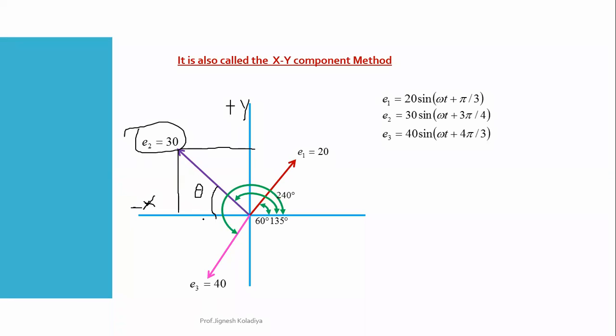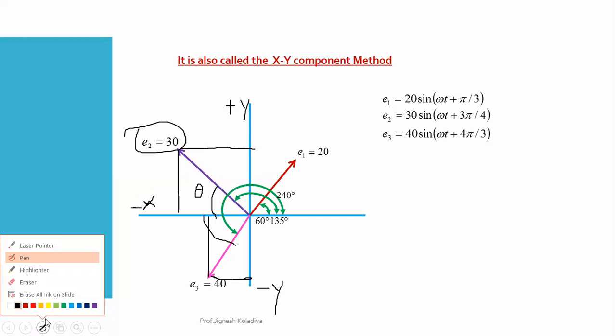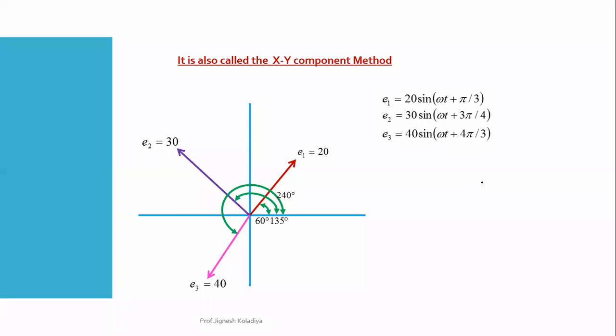Similarly, if you are considering this angle for E3, you can see again the x component is on the negative x-axis, right? So at that time you have to consider this negative sign. Similarly, for E3 the y component you are getting is also on the minus y axis, so the y component is also with a negative sign. When we solve the numerical, you will get the idea. Okay, so this is our third method.